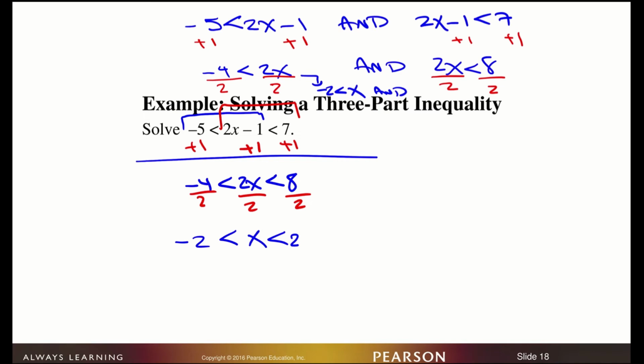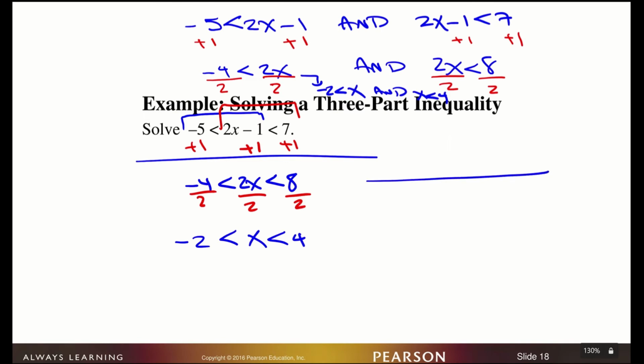4. Okay, we had an error here. That's a 4, not a 2. And x is less than 4. 8 divided by 2 is 4. I had inadvertently written 2, so make sure you correct that if you're following along. That should be a 4. So basically, the solution set is going to be all real numbers between -2 and 4, right?